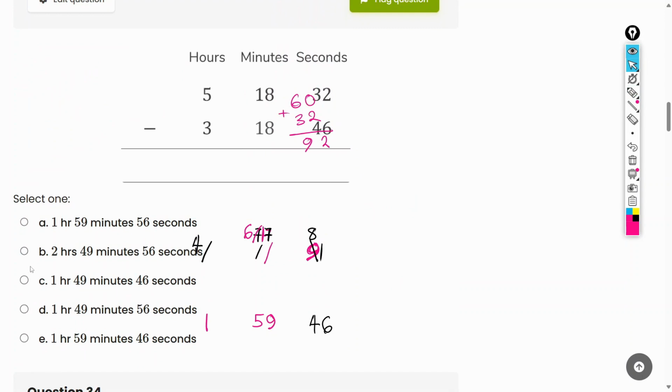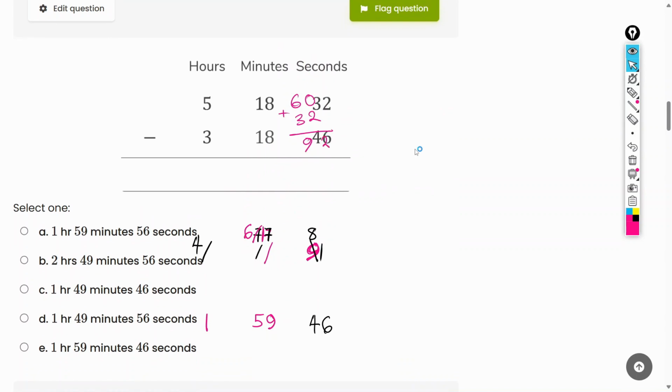1 hour, 53 minutes, 46 seconds. Oh, sorry, 1 hour, 59 minutes, 46 seconds. 1 hour, 59 minutes, 46 seconds, right here.